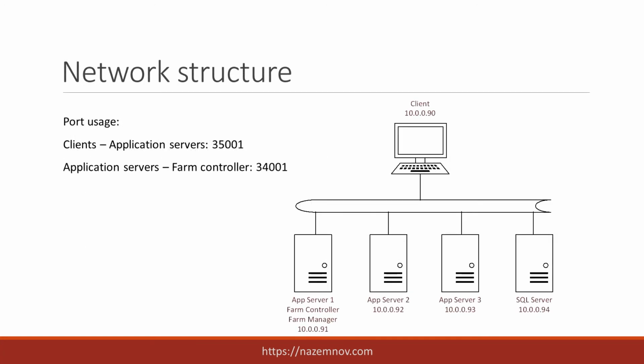The network segment contains 3 application servers, one of which combines the role of a farm controller. The farm controller contains information about the availability of application servers and a list of infobases.